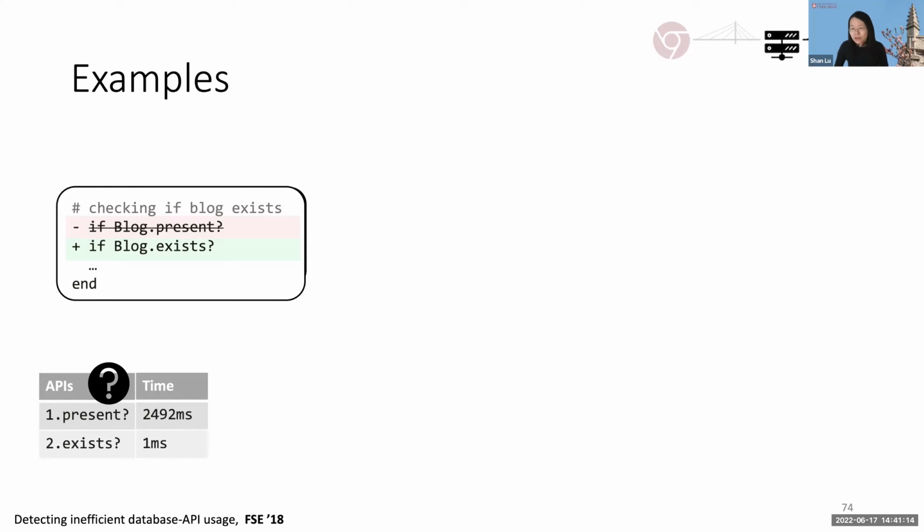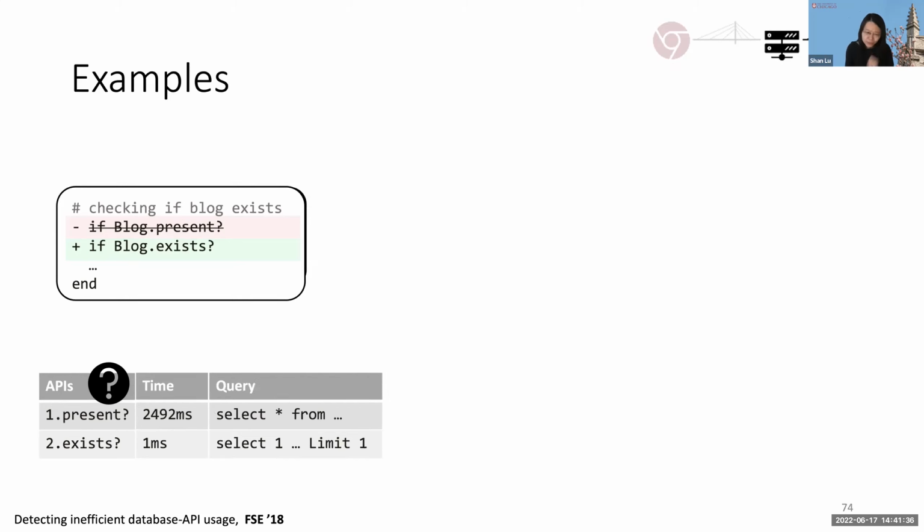Again, if you use a medium-sized table, like 20,000 records, you will see that there's a 1,000 times performance difference between them. If you use this .exist, it can finish in 1 millisecond. If you use present, it takes more than 2 full seconds to finish.